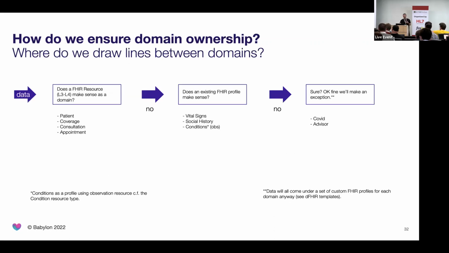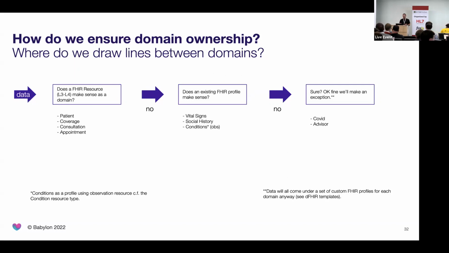So first thing, how do we draw lines between domains? We use FHIR for this, not in a perfect way, but in a what-makes-sense-for-our-business way. So we think, okay, does a FHIR resource make sense as a domain? Something like patient, coverage, consultation, appointment. Quite often it does for those ones. Sometimes it doesn't. Something I would say it doesn't for would be an encounter, because having a team that owns all encounters, when an encounter can be anything from looking at your phone to going to the GP to going to the hospital, doesn't make sense. They're very different from a business point of view.